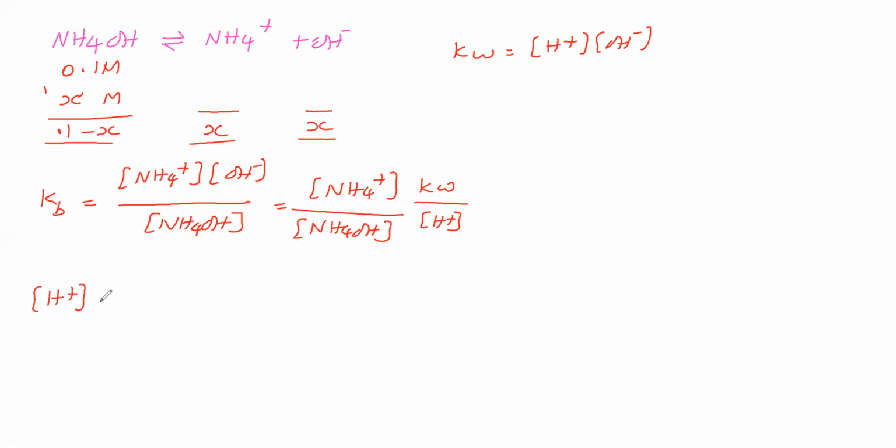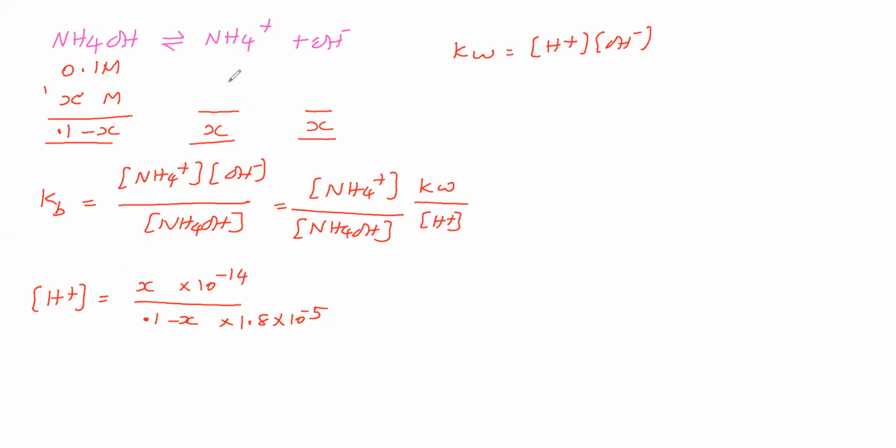So concentration of H plus is equal to the concentration of ammonium ion x, Kw is 10 to the power of minus 14, divided by concentration of ammonium hydroxide, 0.1 minus x. Then this Kb value we have to substitute. Kb is 1.8 into 10 to the power of minus 5. Then if we know this x, we can find concentration of H plus.